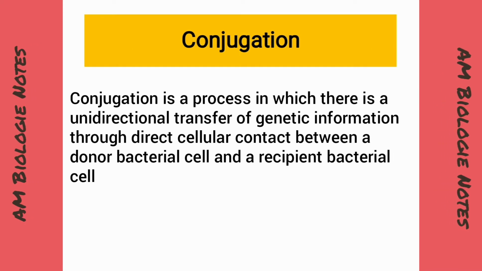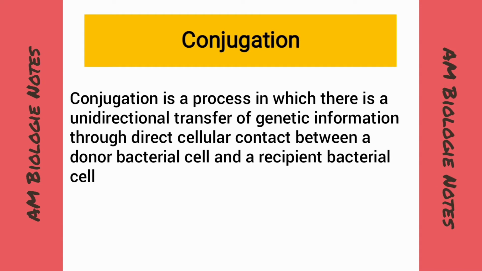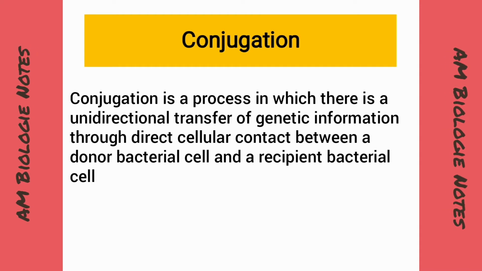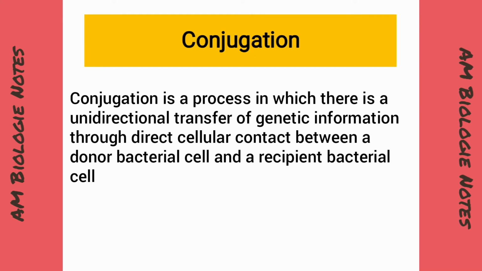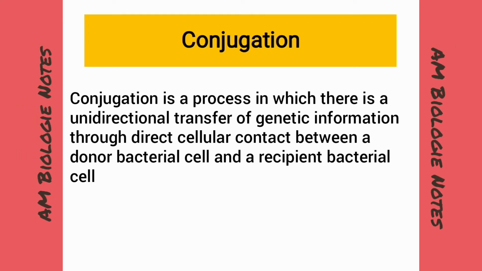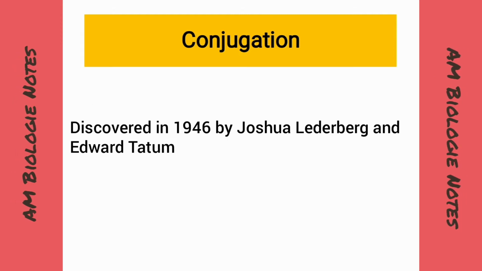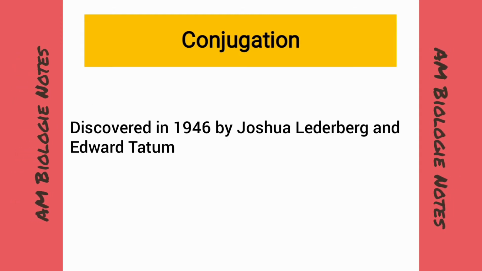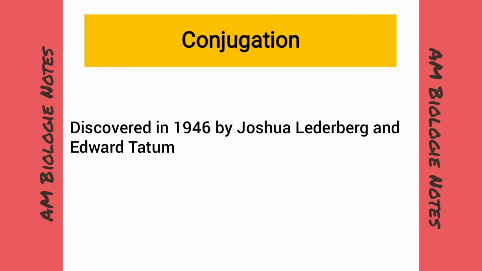Conjugation is a process in which there is a unidirectional transfer of genetic information through direct cellular contact between a donor bacterial cell and a recipient bacterial cell. Conjugation was discovered in 1946 by Joshua Lederberg and Edward Tatum.